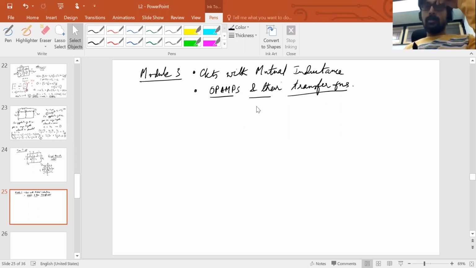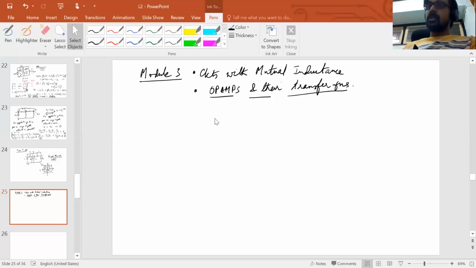These are basically active elements. So far you've seen resistances, inductances, capacitances. These are all passive elements, right? Then we'll see operational amplifiers, which, being active elements, have their independent voltage sources, energy sources. And these operational amplifiers also have certain transfer functions, right? And we shall see how to derive those transfer functions.